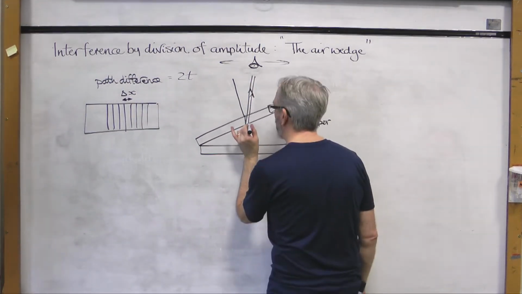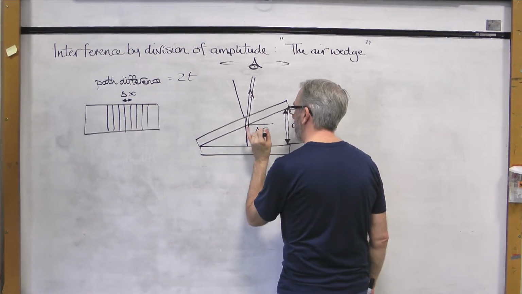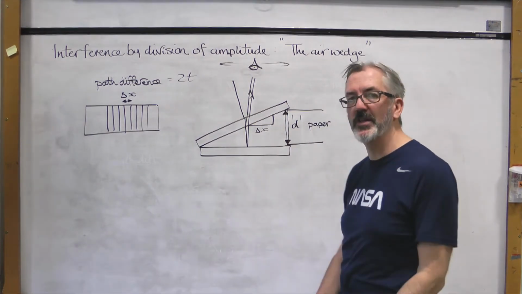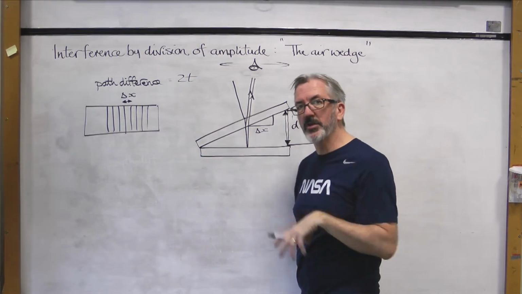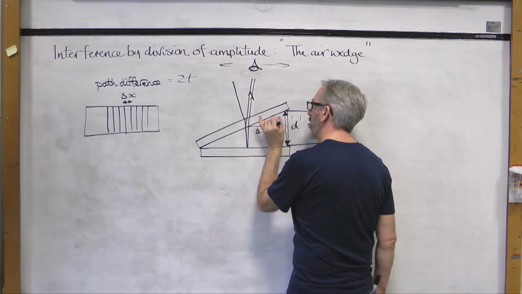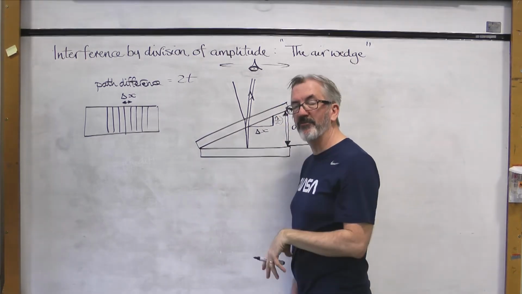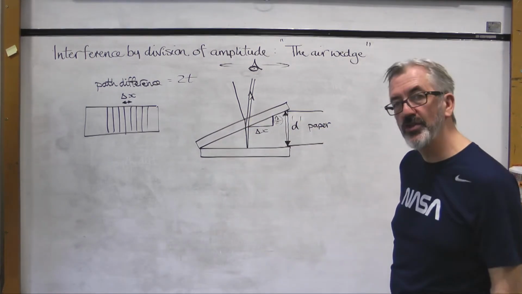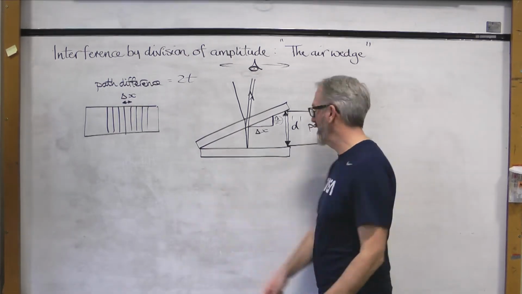Now that happens when you move your eye a certain delta x. It's because that path difference has increased by a wavelength. So down and back up is equal to a wavelength. So that extra length there is half a wavelength. Because it goes down and back up again for a whole wavelength to get your next fringe in your interference pattern. Now, we've got two similar triangles here.